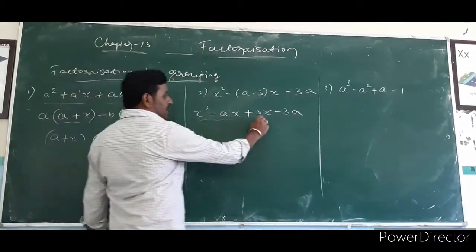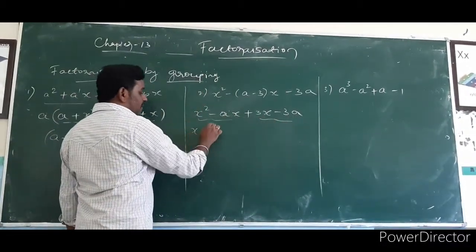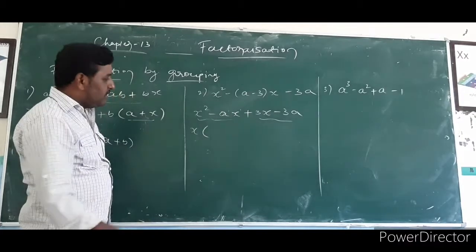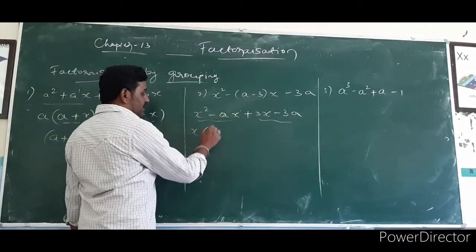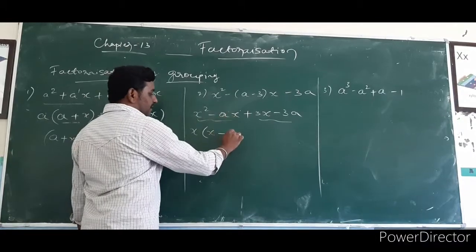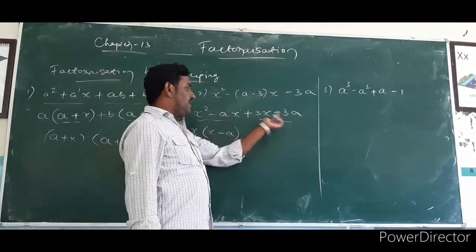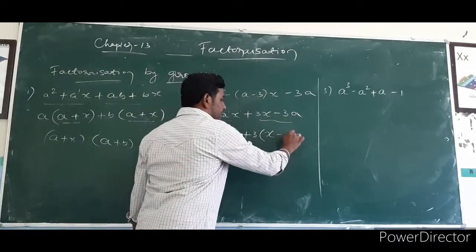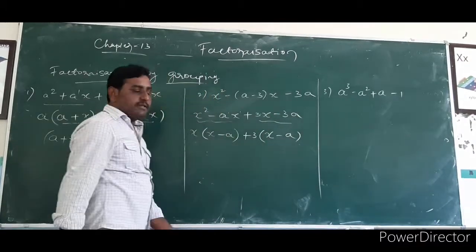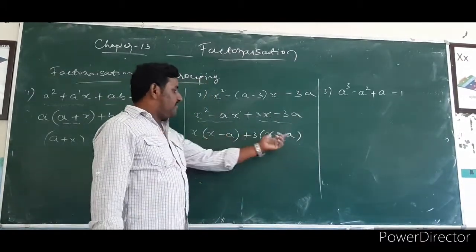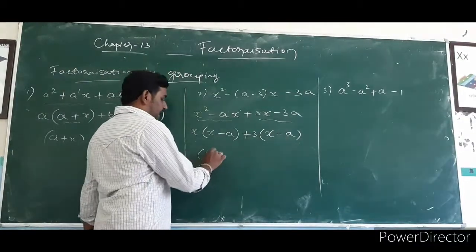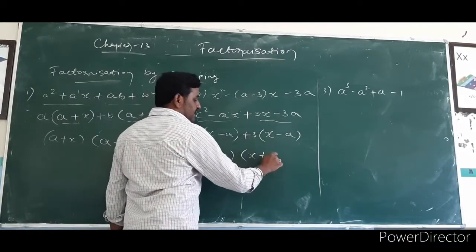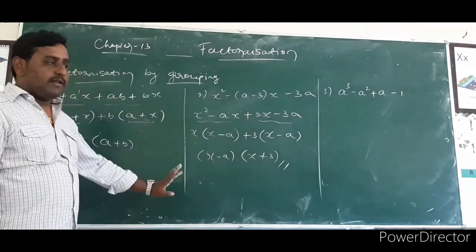If I am grouping these two and these two, here I am taking x as common factor outside, because in x square, x to the power of 1 is the lowest term. That's why I am taking x as common factor. What is remaining here? x minus a. Here plus 3x minus 3a, you can take plus 3 as common. What is remaining here? x. Here minus a, because 3 I am taking outside. Look at this. Whatever is inside the bracket, both are the same. So you can take x minus a as common, and what is remaining here? x plus 3. So you can easily solve the answer like this.